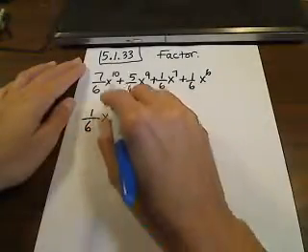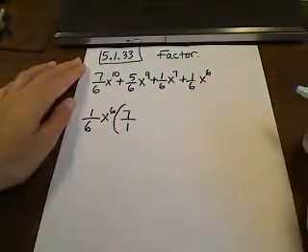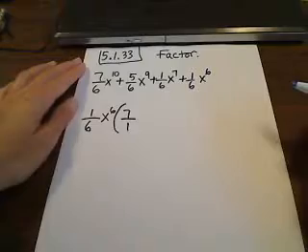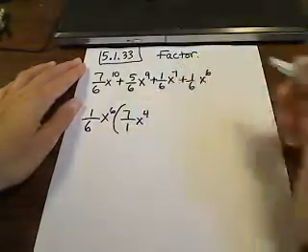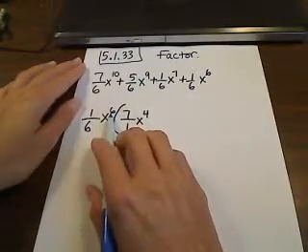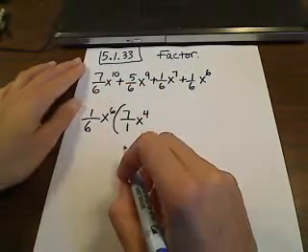And then 1 times what gives me 7? It'd have to be a 7. We'll reduce that later because that's just a 7. Then I need an x to what power? I'd actually need an x to the 4th power, because I've got a 6 here, and 6 plus 4 would give me 10.